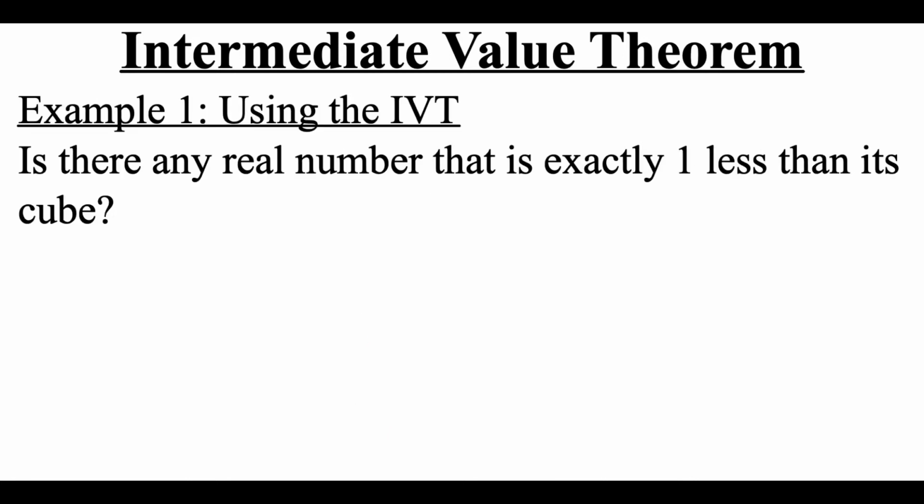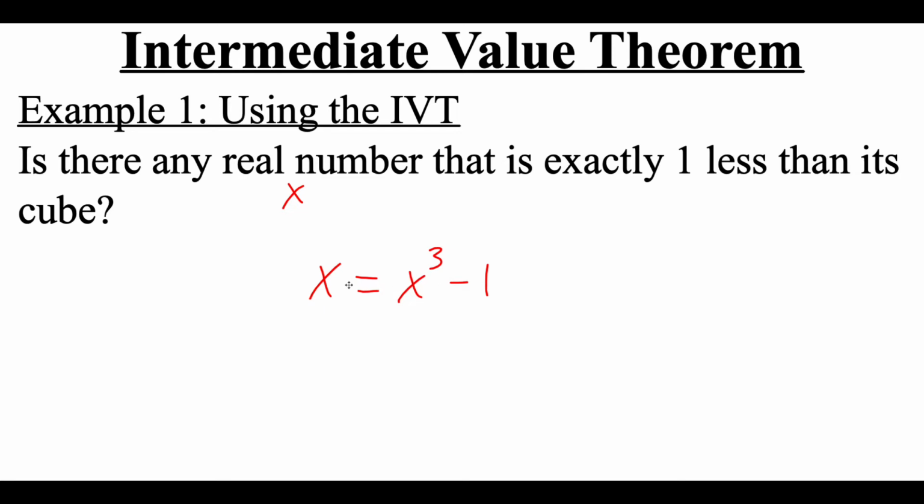So in this first example, we're going to look to find out, is there any real number that is exactly 1 less than its cube? So what we're going to do in here is we're going to let our unknown real number represent x. So what we're wondering is there any x value that is exactly 1 less than x cubed, itself cubed? So we're going to take x and we're going to see if it can equal x cubed minus 1, because that's 1 less than its cube.